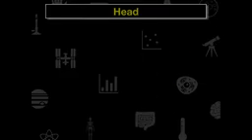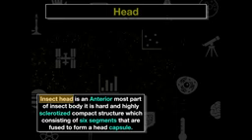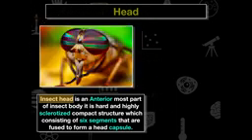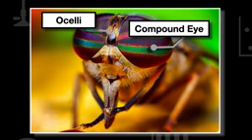So let's start off with the head here. The head is going to be the anterior most part of the insect's body, and it's going to be hard and highly sclerotized. This compact structure is going to consist of 6 segments that are fused to form this head capsule. So if we look at this fly head, what we see are, 1, the most obvious things here. We see a compound eye, and then on the top we have these ocelli, which we'll talk about.